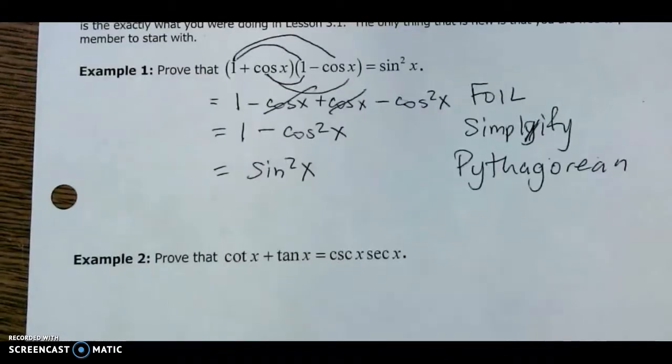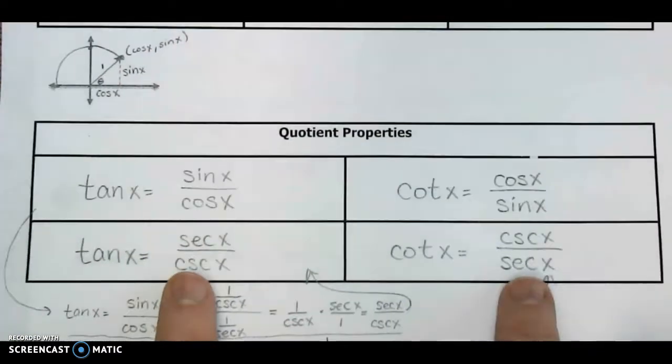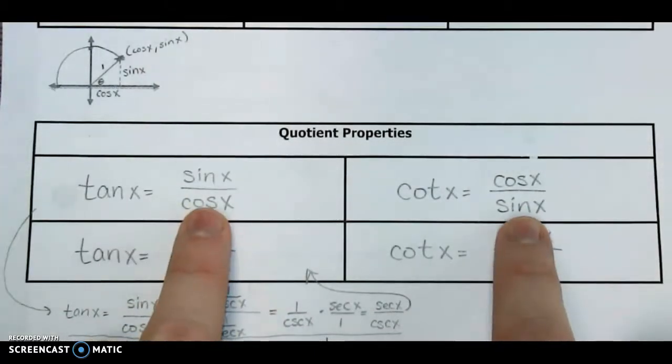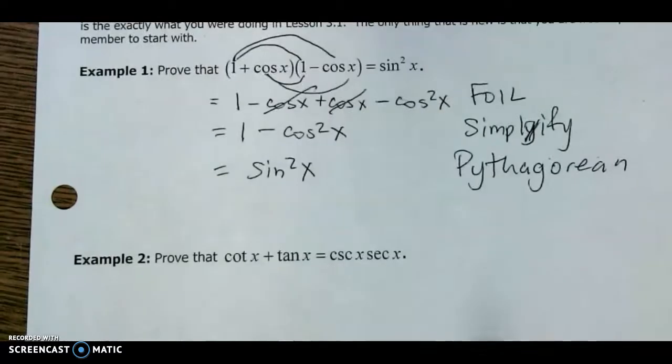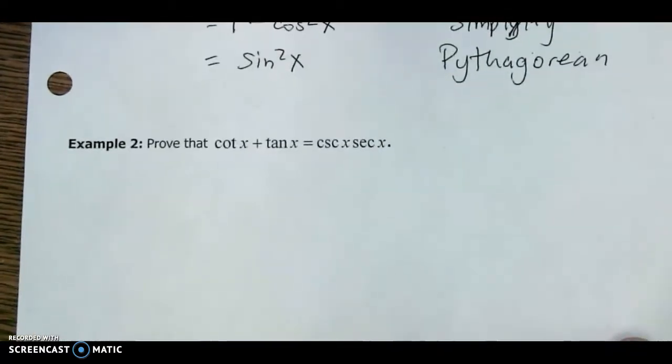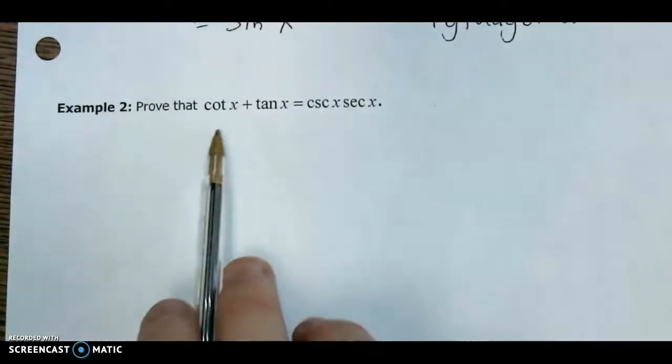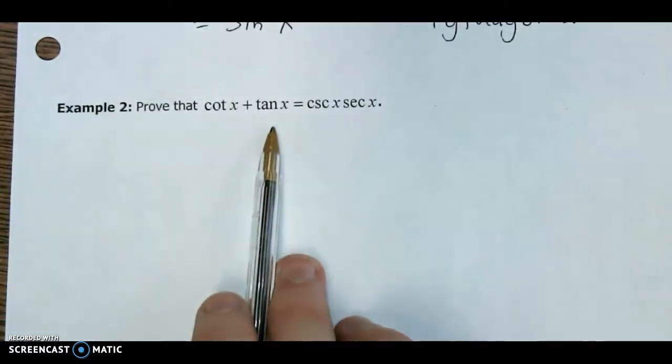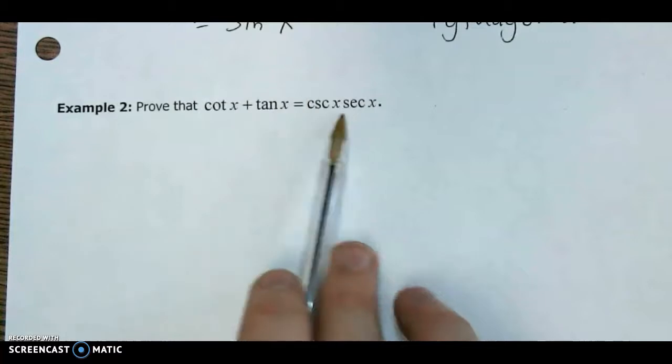In example 2, we have cotangent plus tangent. And even though we have properties for cotangent and tangent that have cosecants and secants in them, they're not as useful as the sines and cosines ones. So we're going to change these into sines and cosines. Whenever you have two things being added together and at the end there's only one thing, you probably are going to get fractions and get common denominators with those fractions, so you can combine them into one term.